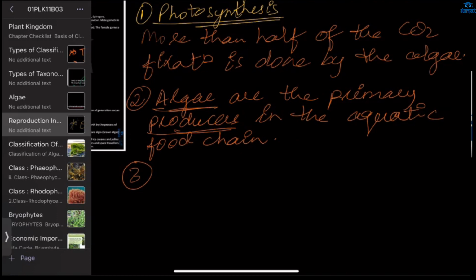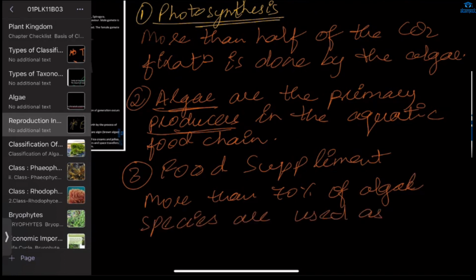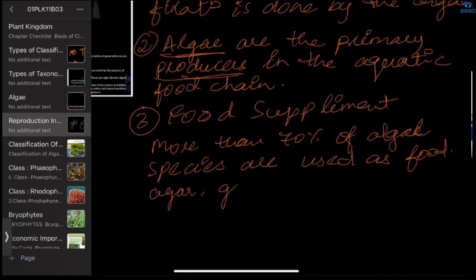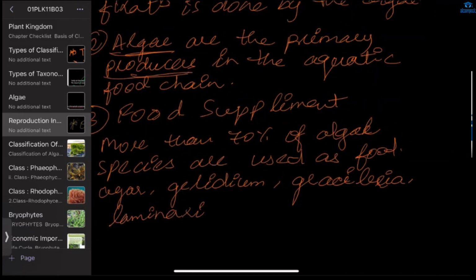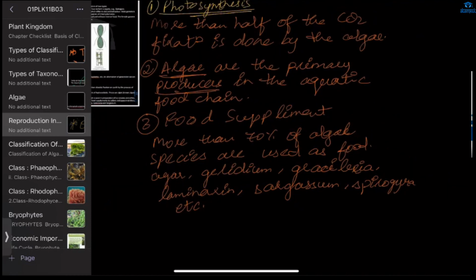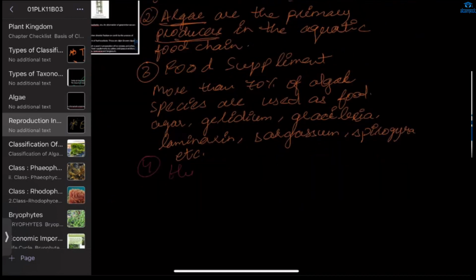Then food supplement, as I've explained to you. Most of the food are from food supplement. So more than 70% of alga or algal species are used as food. Okay, like a famous example we will take agar agar, no? Agar, Gelidium, Gracilaria, Laminarin, and we can say Sargassum, then Spirogyra, etc. Many are there. Okay, you just have to remember they are a rich source of protein, and that is why they are used for edible purpose mostly. Then hydrocolloid.